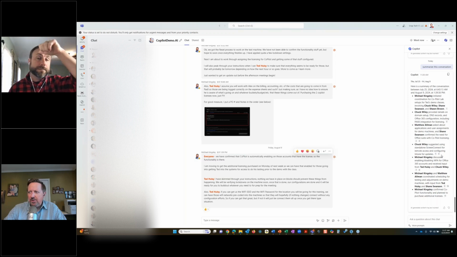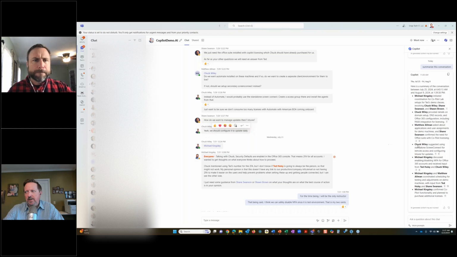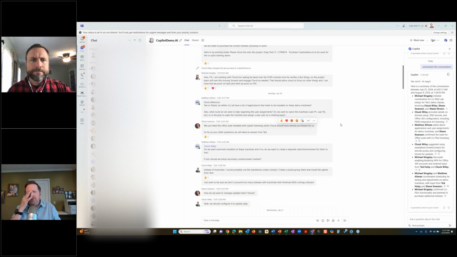So having Copilot there can be helpful to everyone. One of the cool things it does is that if you just click on this little footnote here, it'll actually take you to where in the conversation Chuck specifically said, maybe we can use Screen Connect for remote access and configuring Intune for updates, just as an example. You can click on this footnote and it'll take you right to that spot in that conversation. So day to day, I would say this is a killer app, using Teams and using Copilot as your assistant to help you parse all of this information that is coming your way.